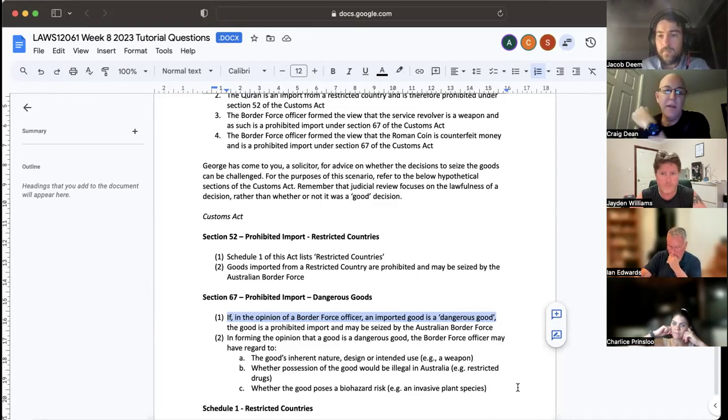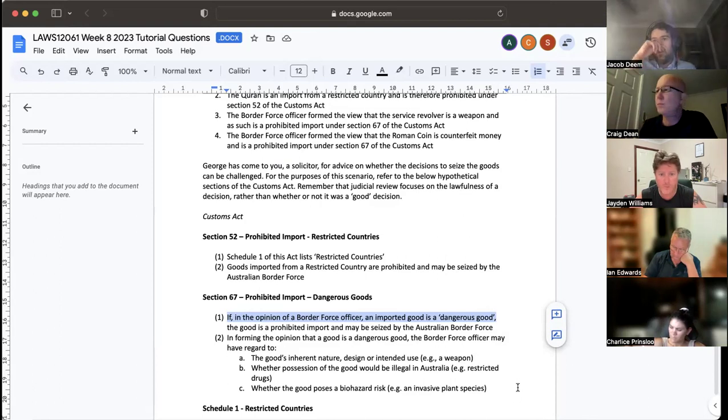The wording indicates non-jurisdictional. Yep, absolutely. The decision maker gets to decide if the good is a dangerous good or not, right? So now, not only are they getting to decide whether to seize the import or not, which is the same as the previous section that we looked at, they're also getting to decide the precondition of whether they have the authority to act or not.